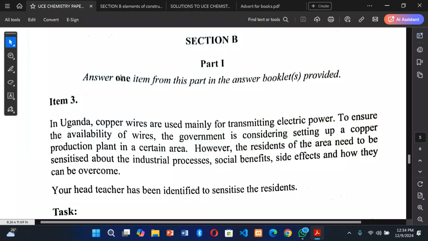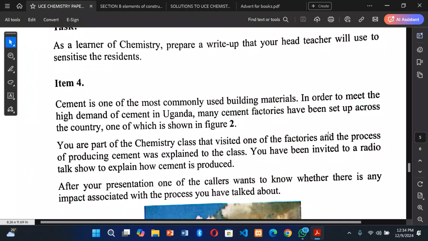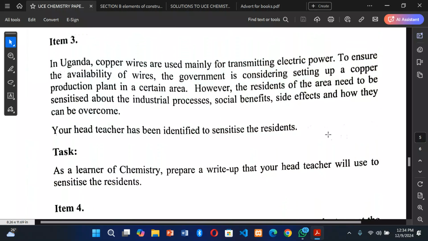Looking at Section B, Part 1. So I would request, when you're going through this video, you can always pause and take some notes and do all that you want. So let's go directly to Section B, Part 1. This is a section where we are supposed to choose only one item. There are two items, item 3 and item 4, and the learner is supposed to select only one item from this section.